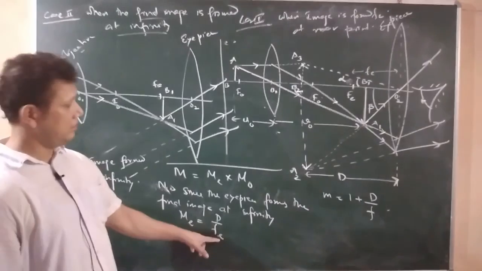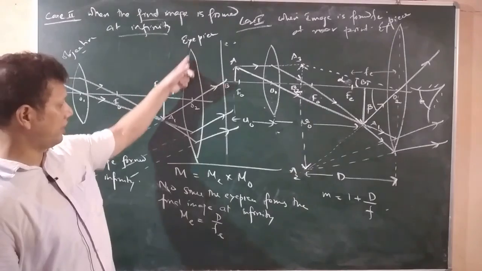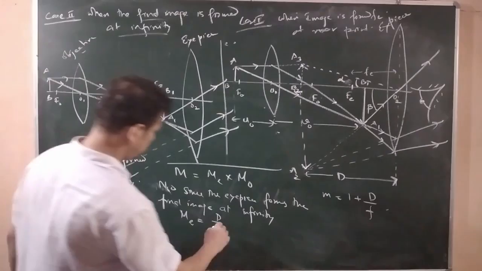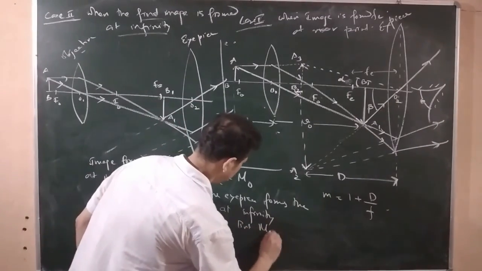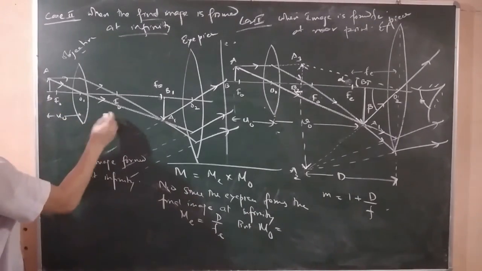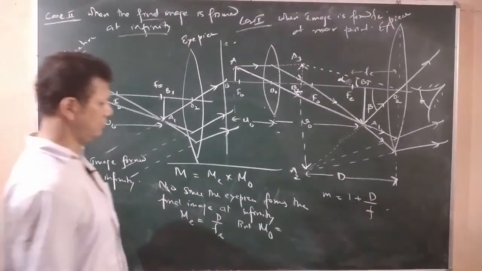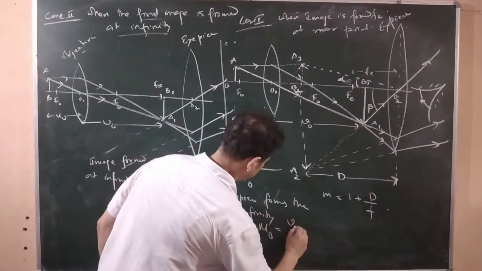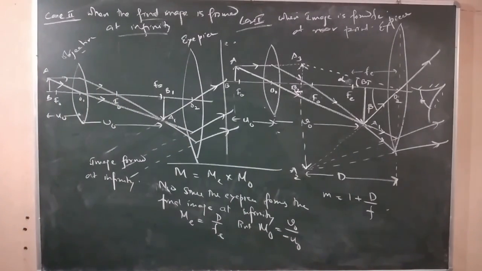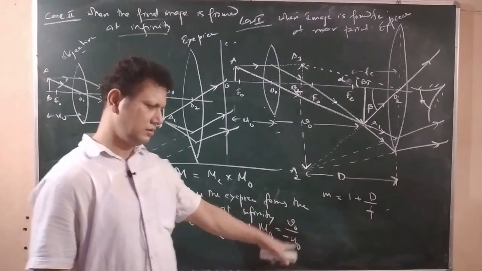Here I am putting an e. Why? Because the focal length of the eyepiece is named fe. And m naught, we already know. Here u naught and here v naught. So, as before, m naught will be equal to v naught by minus u naught.